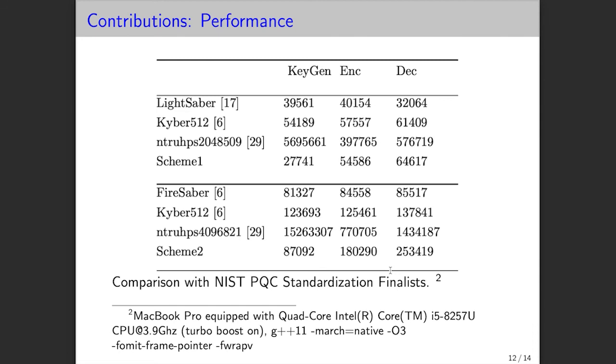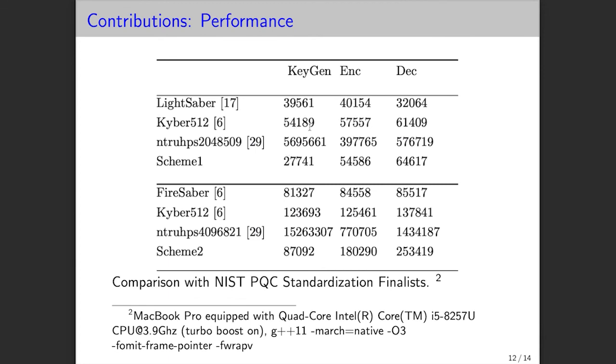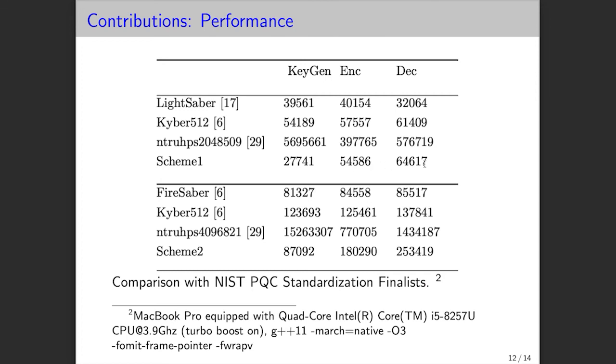We also implement our scheme and other NIST PQC standardization finalist schemes on our MacBook Pro equipped with an i5 CPU at 3.9 GHz. Here is our scheme 1 in the KeyGen algorithm. We are very fast. This is because our parameters are very small here, and the encryption and decryption algorithms are also comparable with the finalists of the NIST PQC standardization.